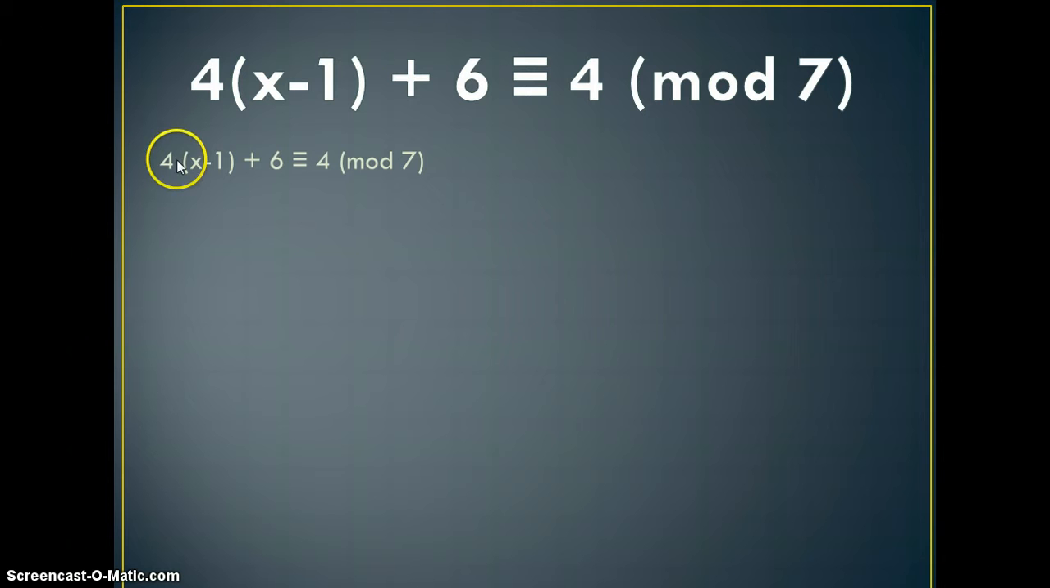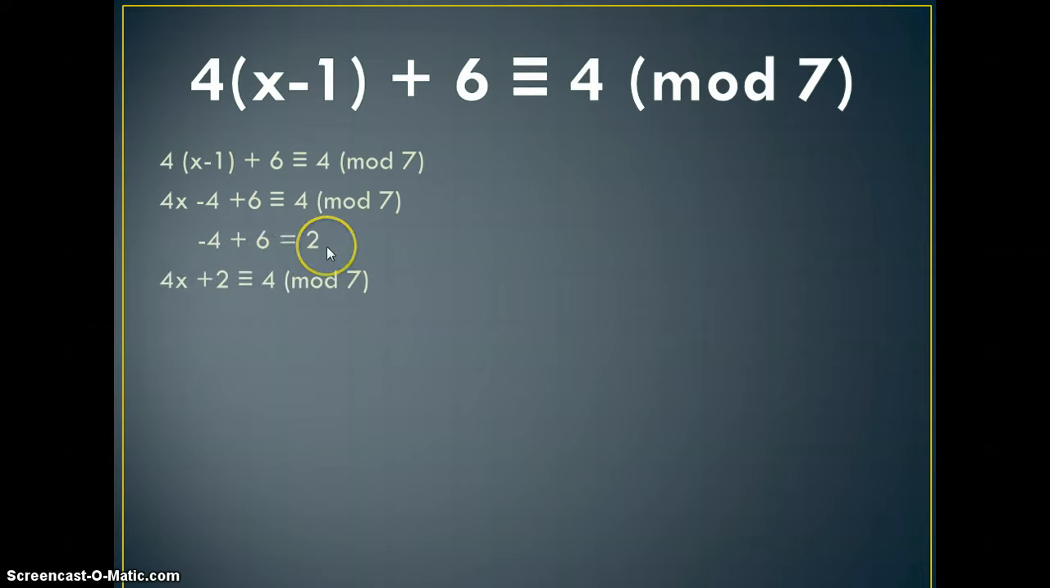So in this case, the first step, using order of operations, we can distribute the 4 into this part of the equation. So it's now 4x minus 4 plus 6 is congruent to 4 mod 7. The next step, as in a normal equation, is to add the negative 4 and the 6 together to get 2. Plug that back in to get 4x plus 2 is congruent to 4 mod 7. Next step, of course, is to subtract 2 from both sides and get 4x is congruent to 2 mod 7.